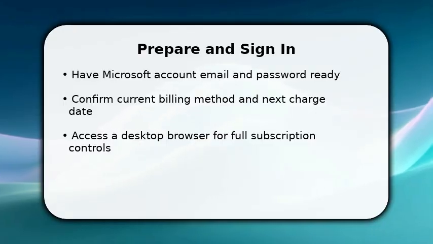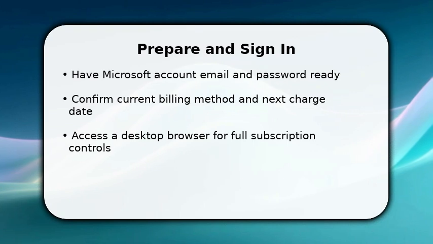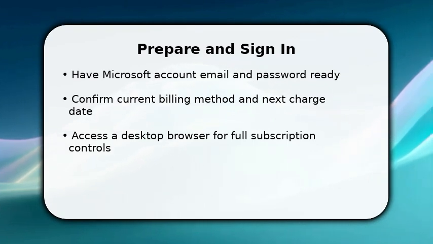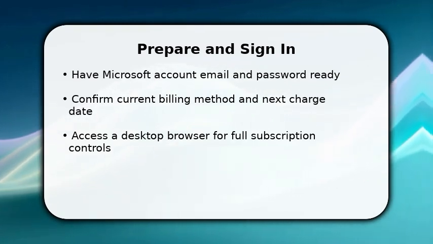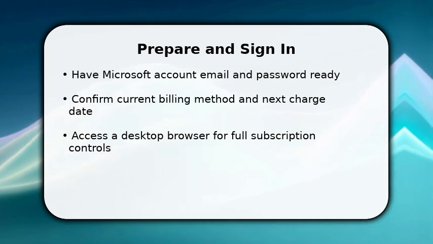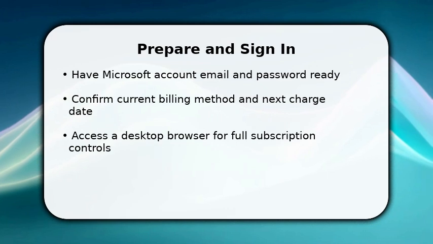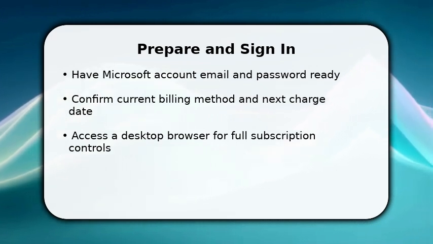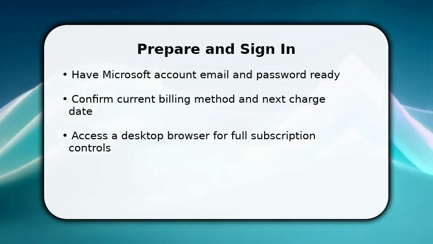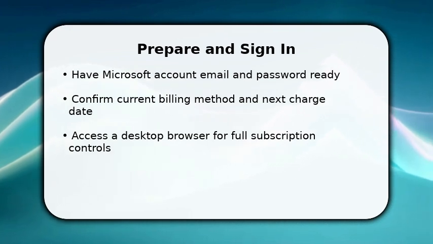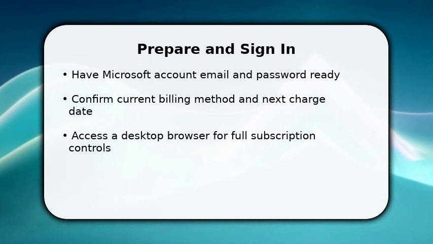You start by signing into your account at Microsoft.com, that's where subscriptions live and why a browser is best. Once signed in, go to Services and Subscriptions immediately so you see active Microsoft 365 plans. Make sure you note the billing date and payment method shown. That determines refunds or prorated charges.